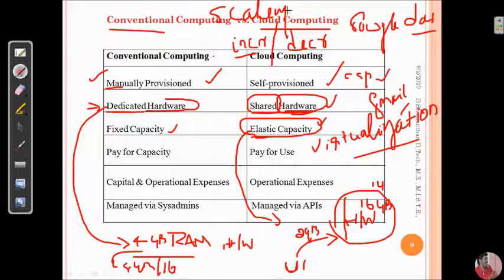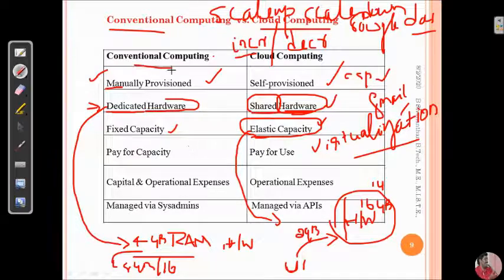And the decrease is nothing but scale down. I can scale up or scale down based on my requirements, based on the needs. Say, for example, as I told in a previous video, in peak time I have to increase the number of servers, which means I am going to scale up the number of servers. Once the peak time is over, I reduce the number of servers, which means I scale down the servers. That is called elastic capacity.